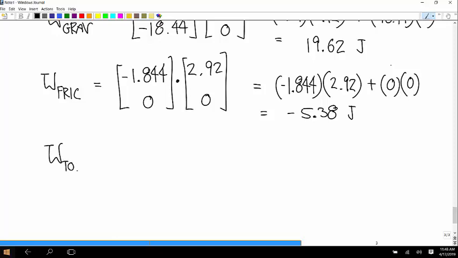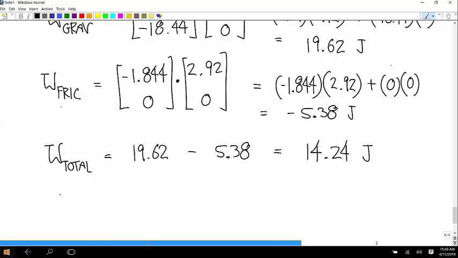So the total work is 19.62. That's the energy added to the system by weight. Minus 5.38, that's the energy removed from the system by friction. And friction always takes away energy. You never increase the friction and have something take off faster, you know. And so you get 14.24 joules.